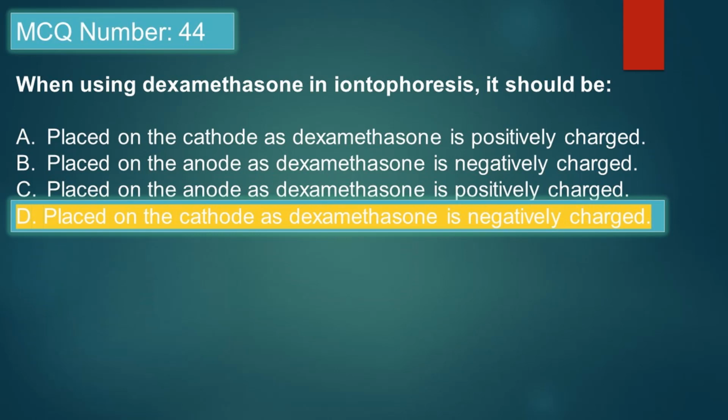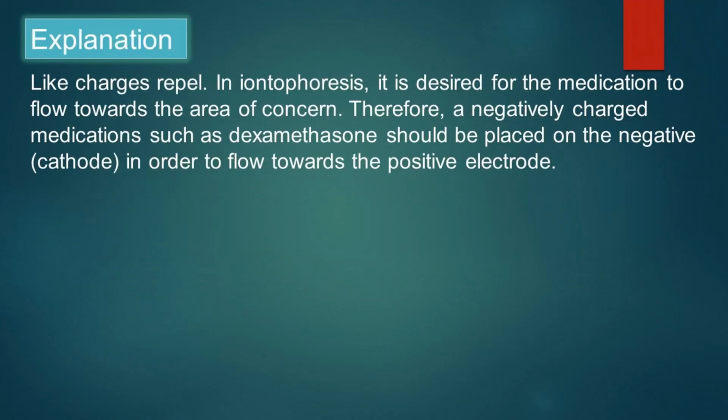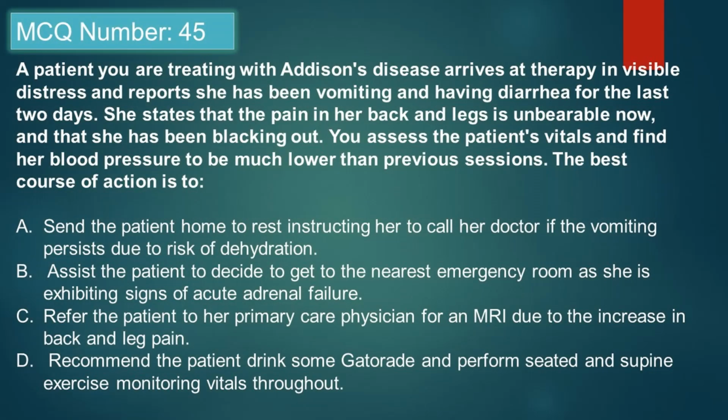Here we have the explanation. As we all know, like charges always repel each other and opposite charges attract each other. So in the case of anaphylaxis, it is desired for the medication to flow toward the area of concern. Therefore, negatively charged medications such as dexamethasone should be placed on the negative cathode in order to flow toward the positive electrode.